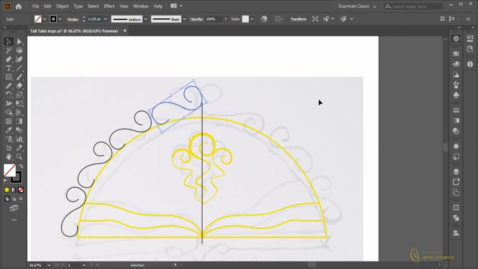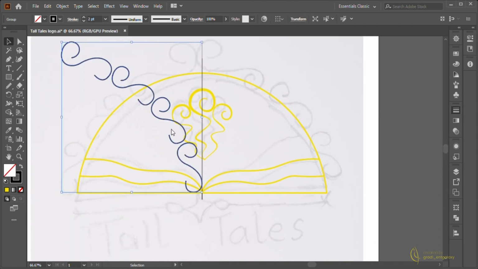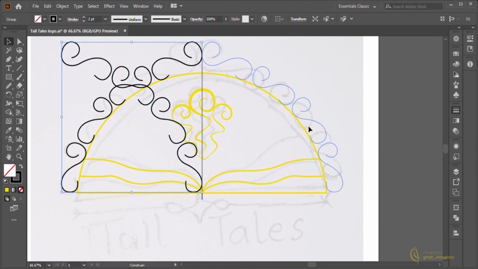Now, while grouping them, I'm increasing the width of the stroke, and now I make a group of these shapes. Now I will reflect them and take another copy, and adjust them. The basic shape of the logo is complete.